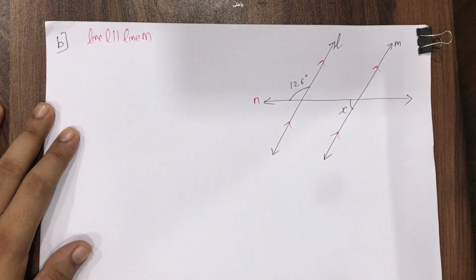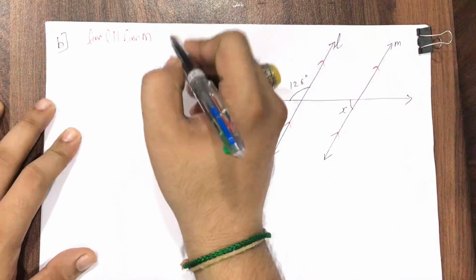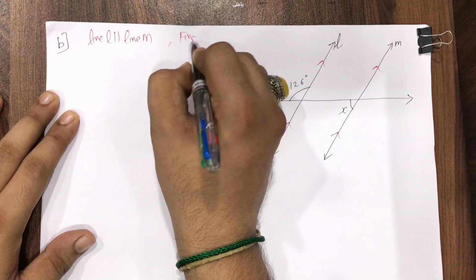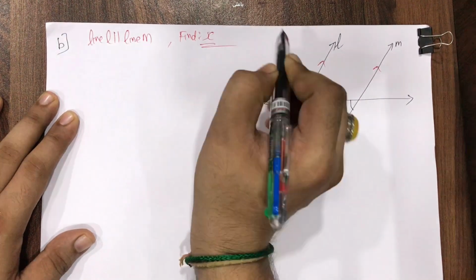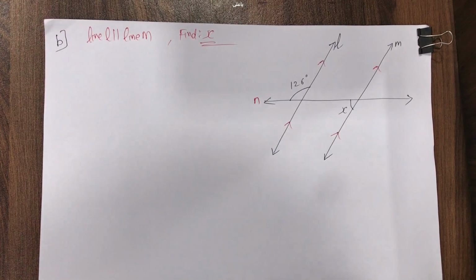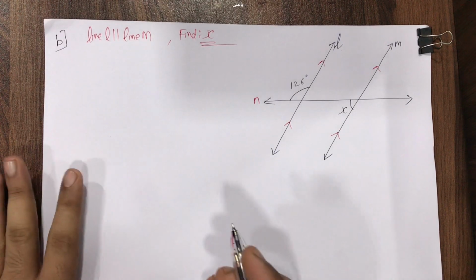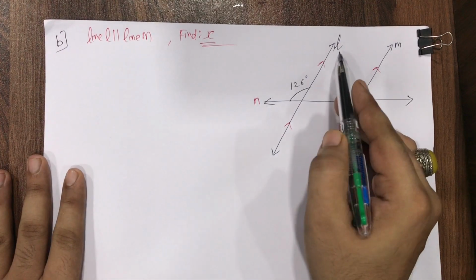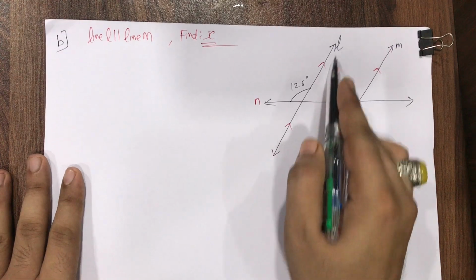cutting the two lines. Okay, what's the heading? Heading is find the value of x. Now students, pay attention. The very first thing I would like to say over here is, here the names are not there. This L is not the name of any specific point, it's the name of the entire line.